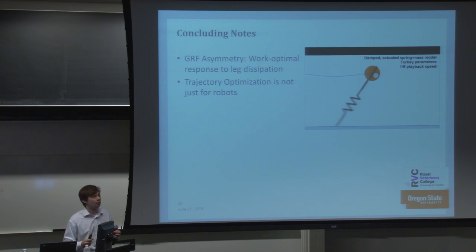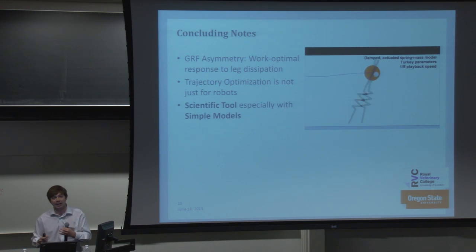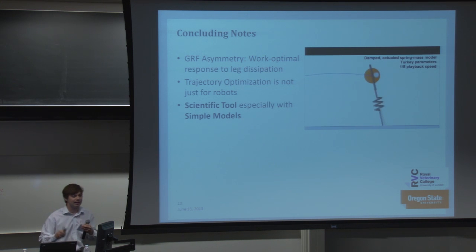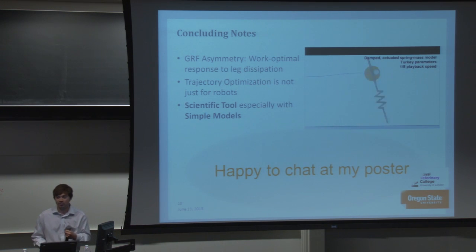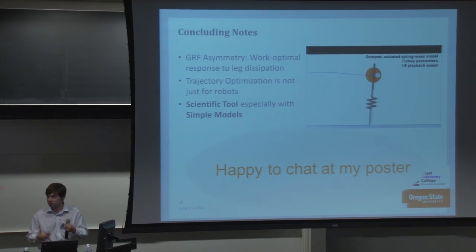It's pretty cool. I really think that this is how you investigate control in animals, with trajectory optimization, and do science with simple models. I know that's probably been said a lot today, so it's not that new, but I really believe it. But please come talk to me at my poster, and you can see more of the obstacle results. So thank you very much.